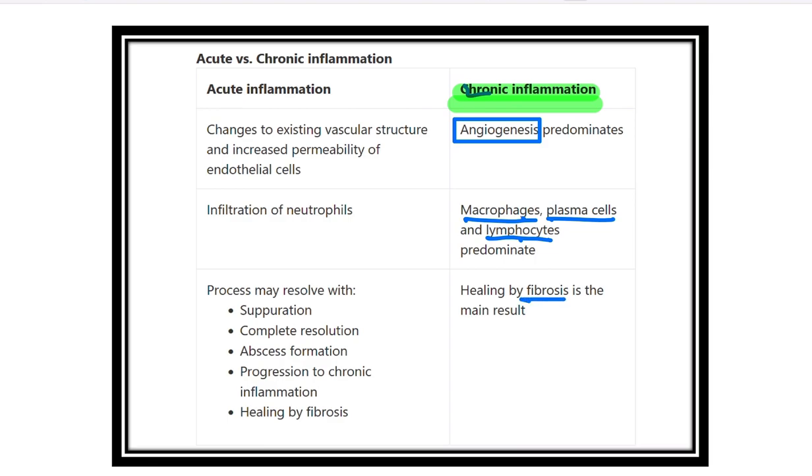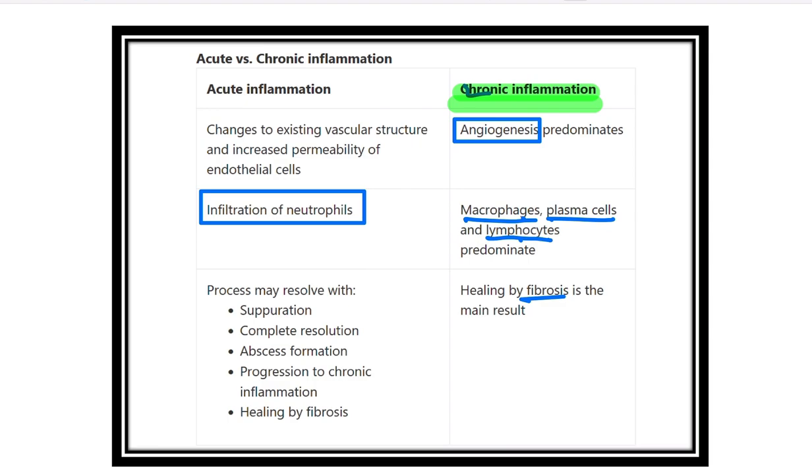So in case of chronic inflammation, different types of growth factors are released. There is proliferation of different cells, including fibroblasts. There is release of collagen, and finally there is contraction of the collagen and development of fibrosis. But in case of acute inflammation, we can see change in the existing vascular structure, increased permeability of the endothelial cells and infiltration by neutrophils. So the predominant cell for acute inflammation is the neutrophil.